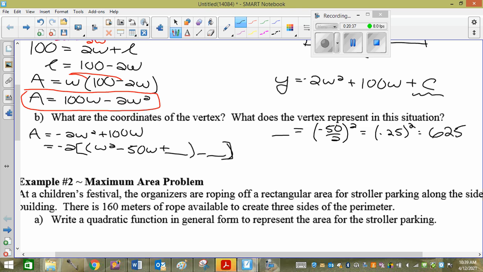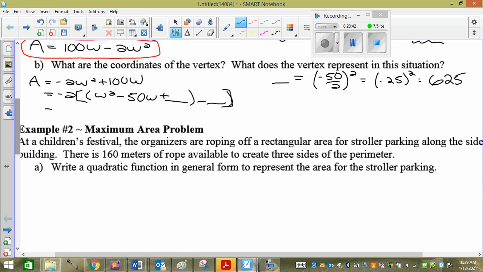Got you. Okay, so we're going to substitute that in for this line here now. So we have A is equal to negative 2 square bracket, round bracket, W squared minus 50W, and then plus our 625, bracket minus 625, and then square bracket. Okay, so we're almost there. So now what's our final step here? What are we going to do to transform this into our final step of our vertex form? What do we have to do?